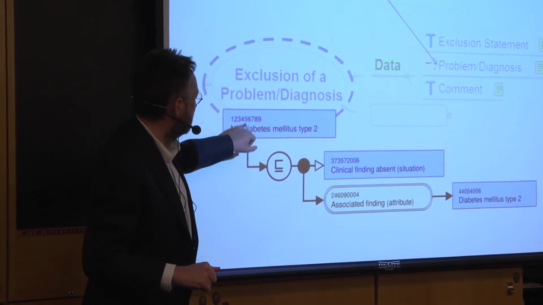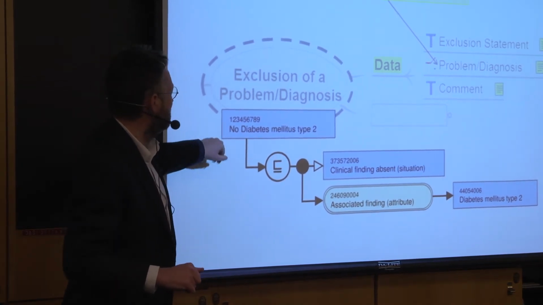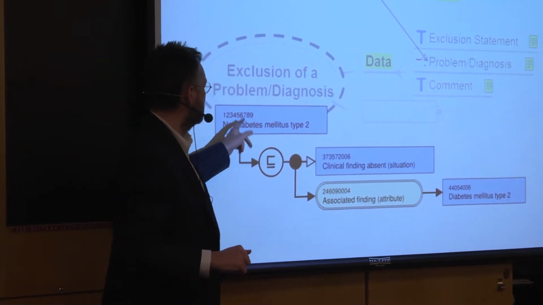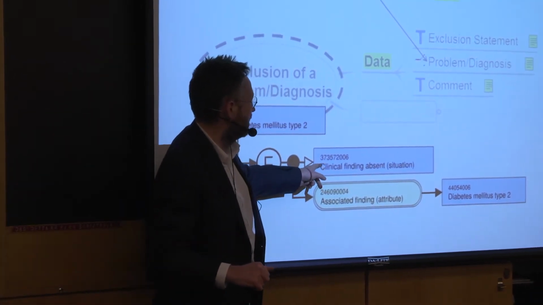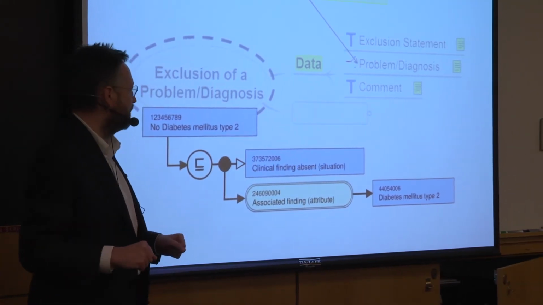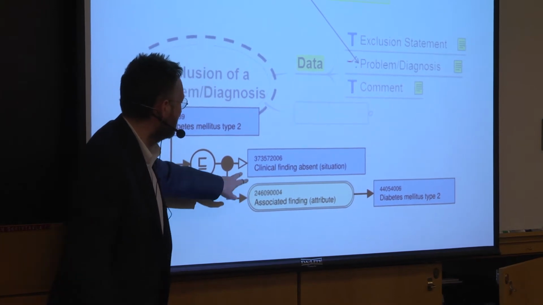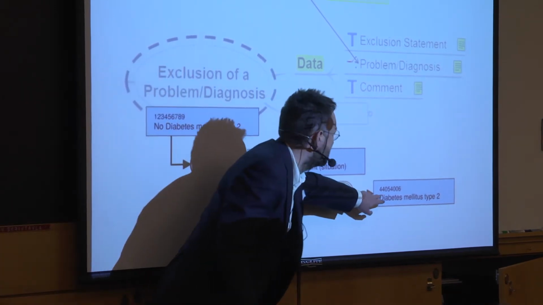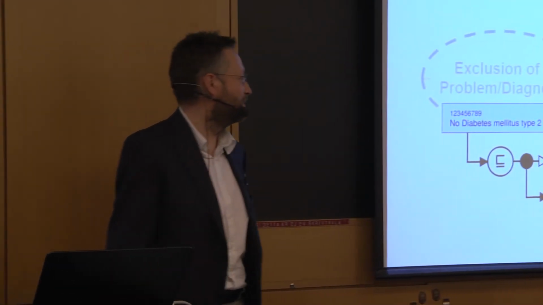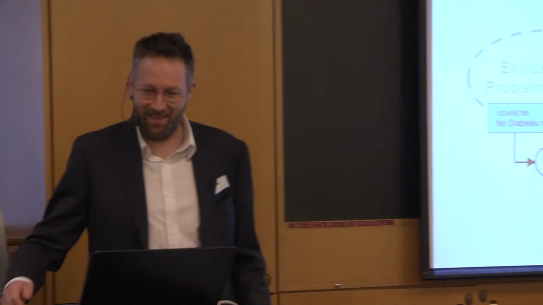We have a concept for this I invented myself. It doesn't really exist in SNOMED, but no diabetes mellitus type 2, and it's a kind of clinical finding absent, which is in the situation part of SNOMED CT, maybe not the brightest part of SNOMED, but anyhow, it has an associated finding, and it's the same code. You will remember that code when you wake up in the night screaming after this day.